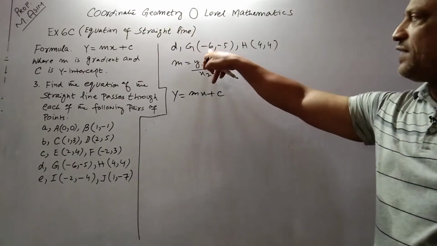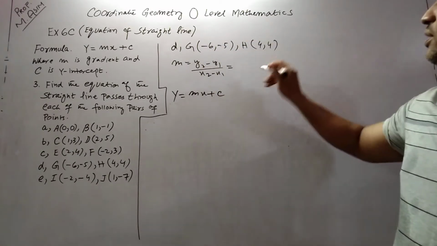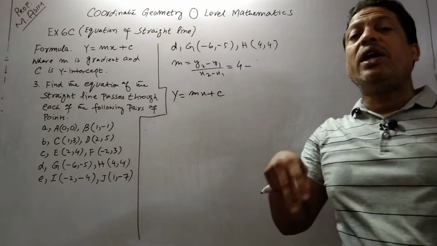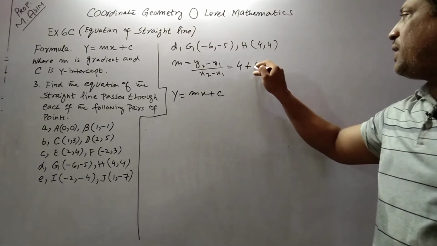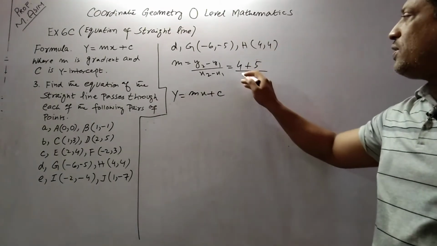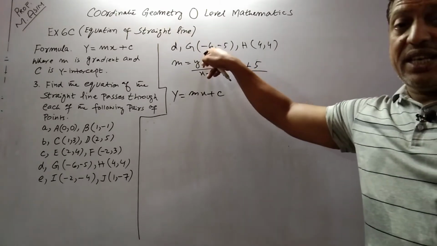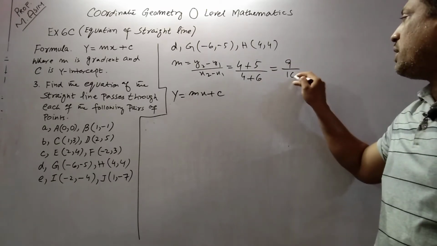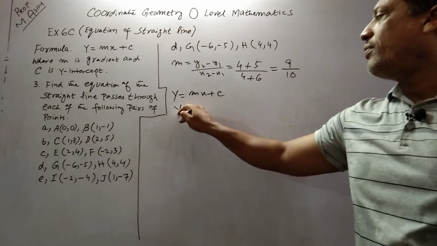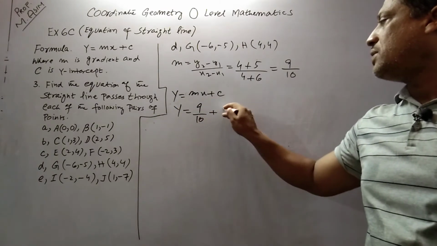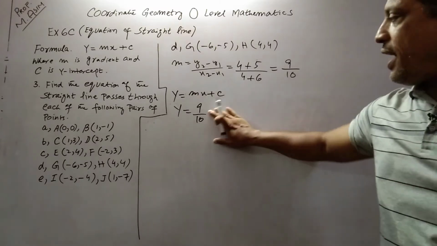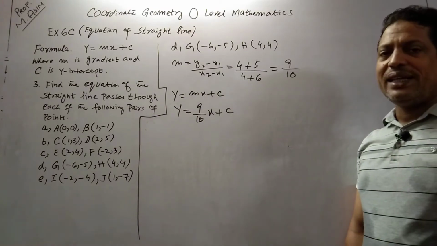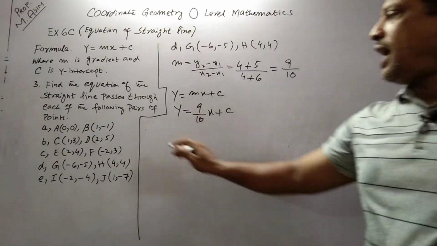First take x1 y1, x2 y2. Therefore our gradient is y2 minus y1. What is y1? y1 is already with a minus sign, so this will become minus minus, plus, upon x2 minus x1. 4 minus x1, which is already minus, minus minus is plus. 4 plus 5 is 9, 6 plus 4 is 10. This is the first step. y = 9 upon 10 x plus c. Don't forget to write x. What should be the next step? Take any point. I am taking H.